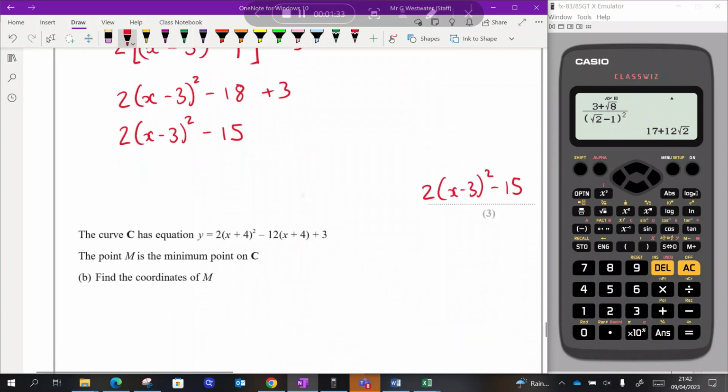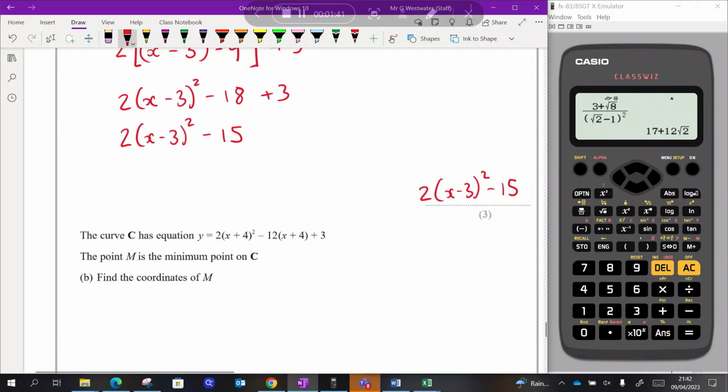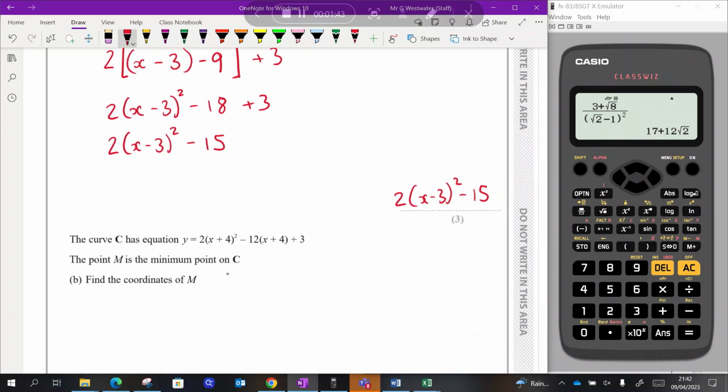Okay. Now, the curve C has the equation 2(x plus 4) squared minus 12(x plus 4) plus 3. The point M is the minimum on C, find the coordinates of M. Now a lot of people went a very long route for this one and expanded all of this out and then had to go at differentiating and finding the minimum, and that would work, but it's very fiddly and very easy to make a mistake.